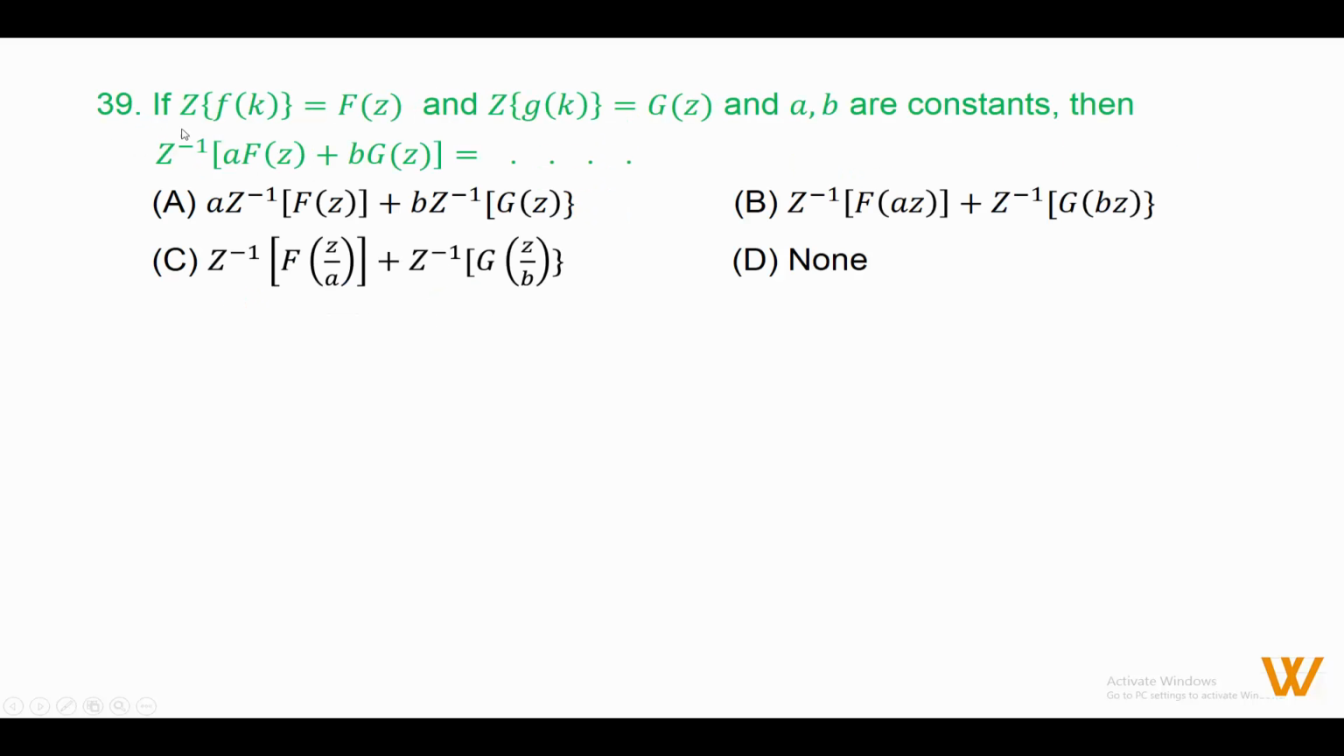39. If the Z transform of f of k is capital Fz and the Z transform of g of k is capital Gz, where a and b are constants, then the inverse Z transform of a into capital Fz plus b into capital Gz is equal to a into Z inverse of capital Fz plus b into Z inverse of capital Gz. The answer is option A.